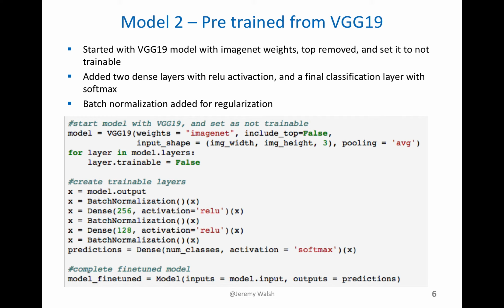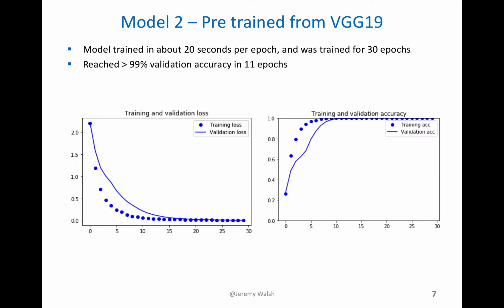So the second attempt is going to involve transfer learning. So we're going to start off with this VGG19 model. This is trained on over 1 million ImageNet images. And then we're going to add some fine-tuning layers that are trained specifically on the different mushroom categories.